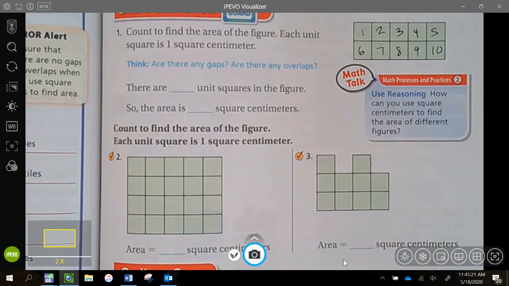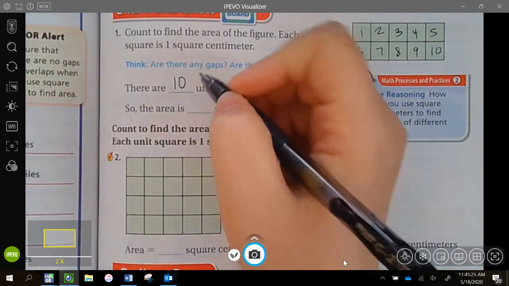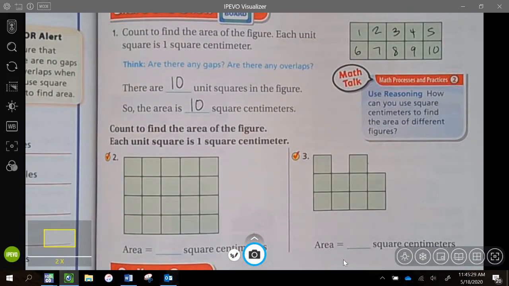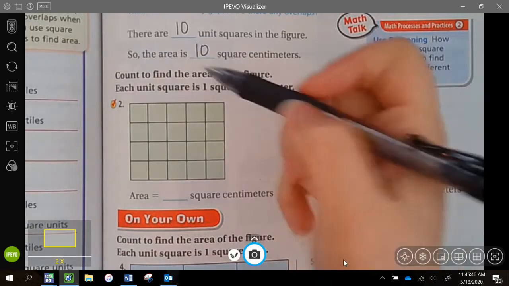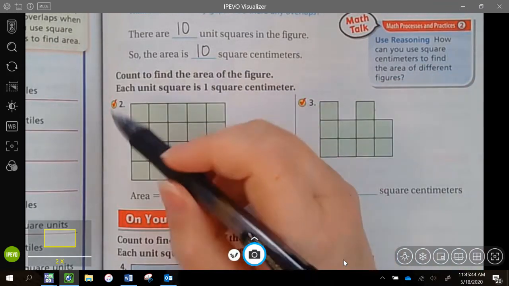So there are 10 unit squares in the figure. So the area is 10 square centimeters. So we're going to move on and we're going to do the same thing for these two models. Each unit is 1 square centimeter. So again, if we count, I want to show you something different this time.